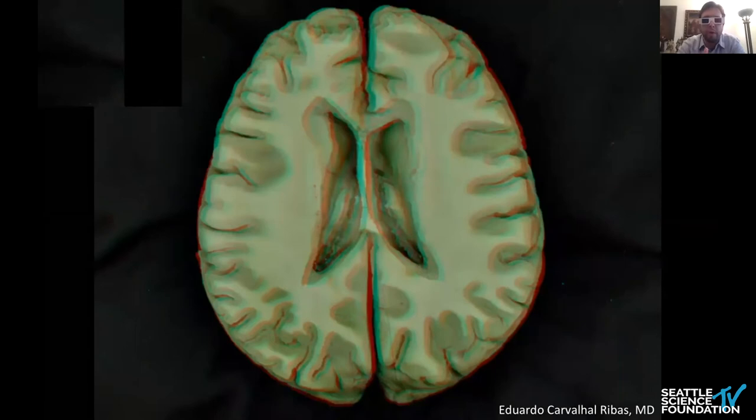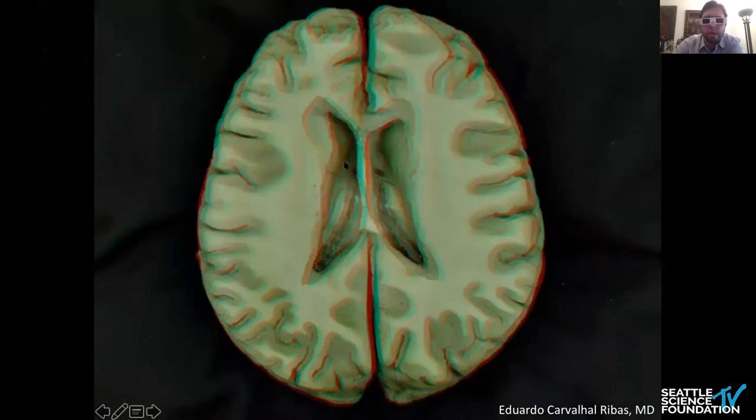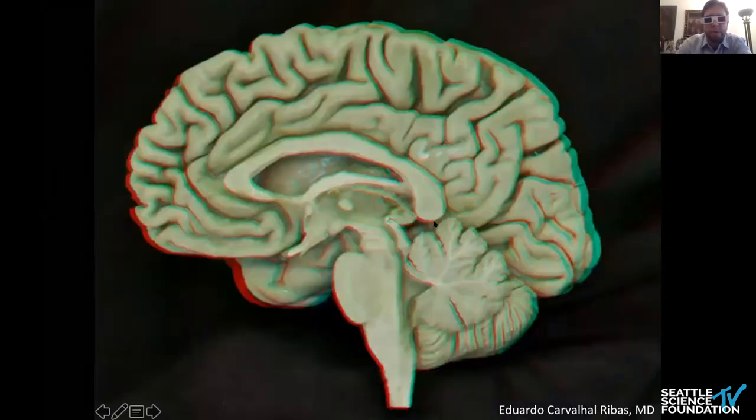We have a brain. We made an axial cut and removed its top, and we can see both lateral ventricles, one on each side, separated by this medial structure. This is the septum pellucidum. On the sagittal plane, we can see the lateral ventricles, one on each side of the septum pellucidum.